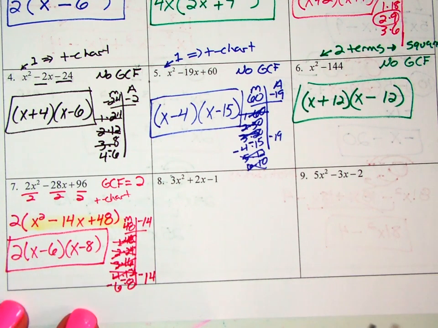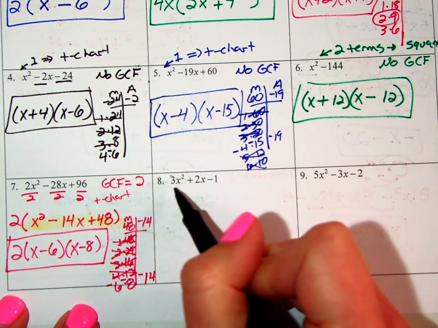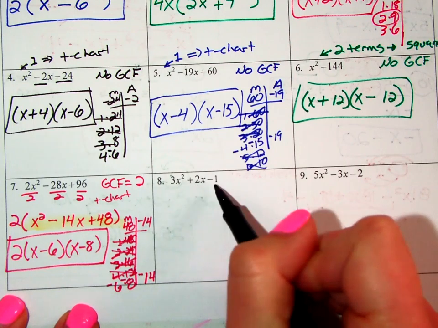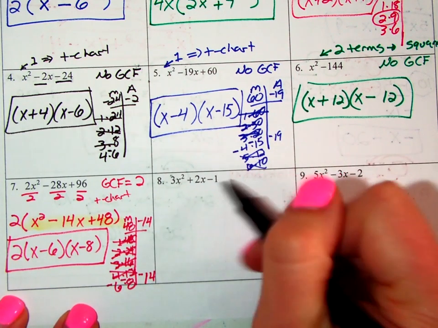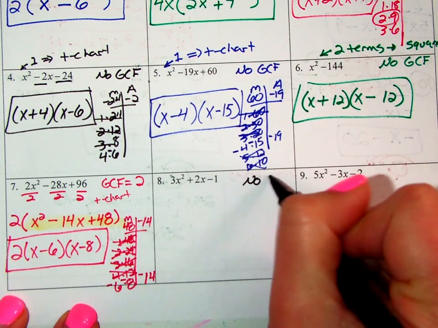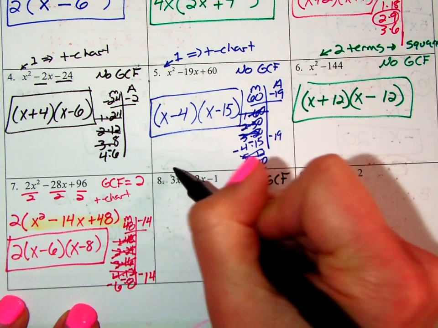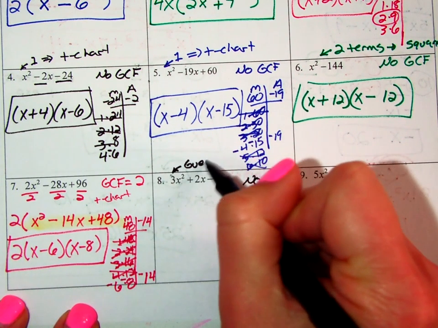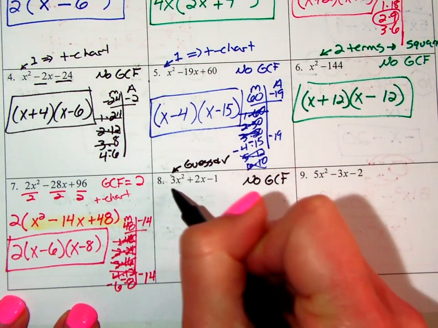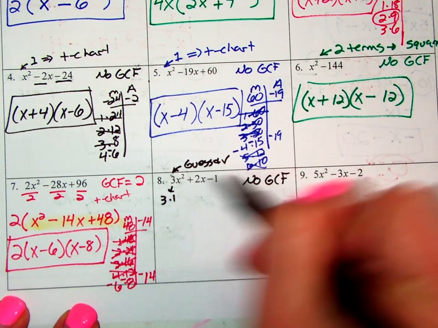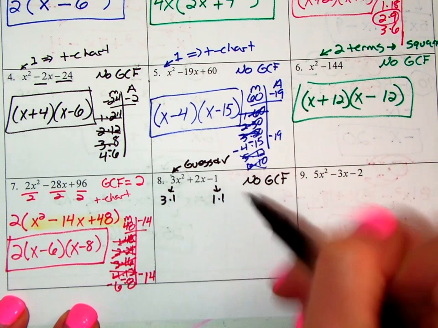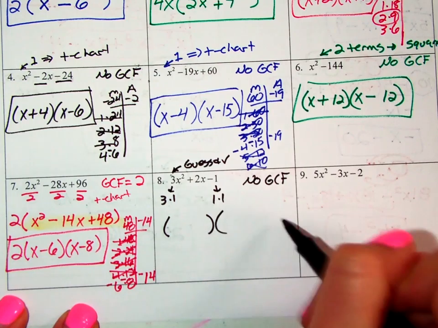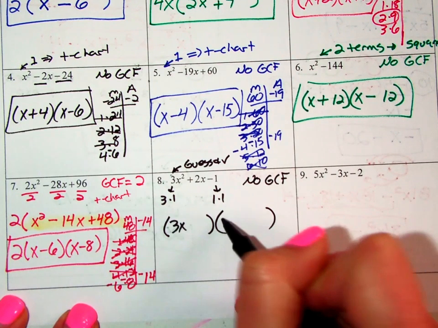All right, number 8. So I look for a GCF, but 3 is the only number that goes into 3 other than 1, and 3 does not go into 2 or 1, and there's not a variable in all of them, so there is no GCF. Since my first term is not 1, this tells me that it's guess and check, right? So my only options that multiply to 3 are 3 and 1. My options that multiply to 1 are 1 and 1. So these have to be a 3x and an x.